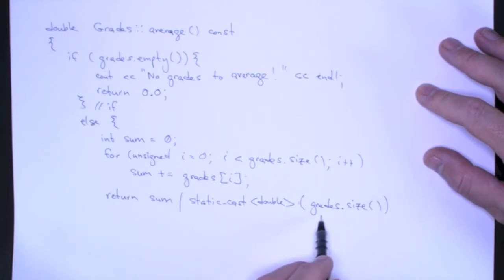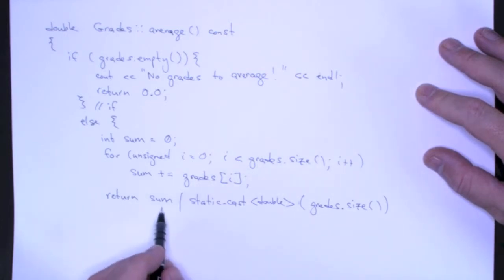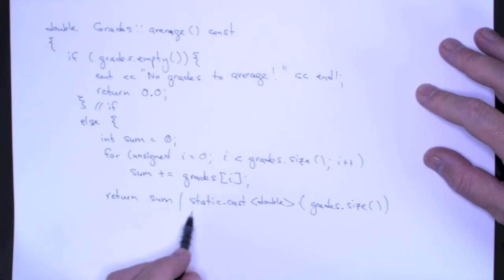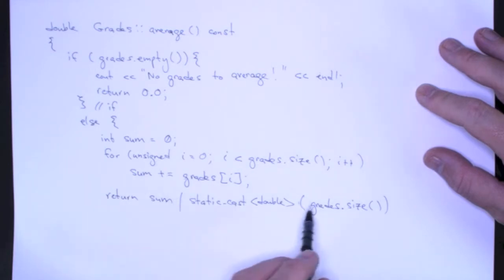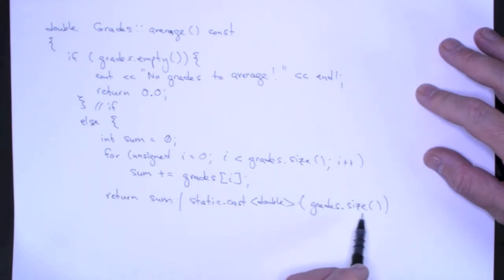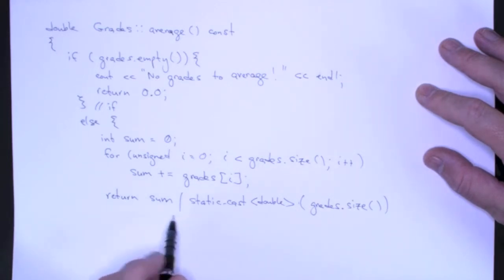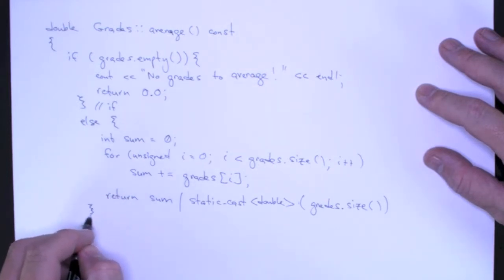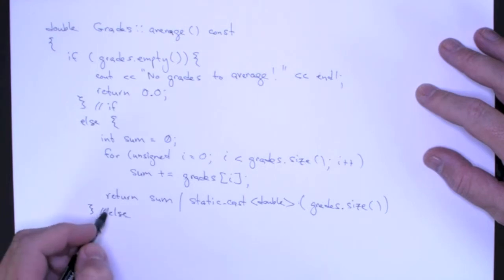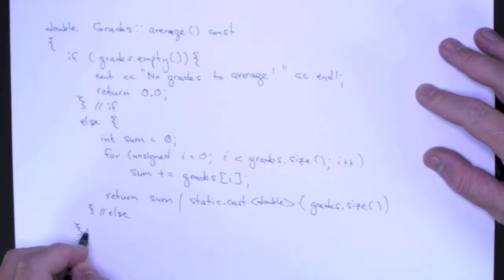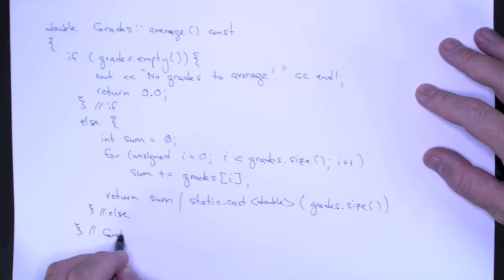So size returns an unsigned. If I divided that into sum, I would do integer division. So what I need to do is use static cast to cast size to a double. That gives me floating point division, and then I get the average of those numbers. That's the end of else, and that's the end of grades average.